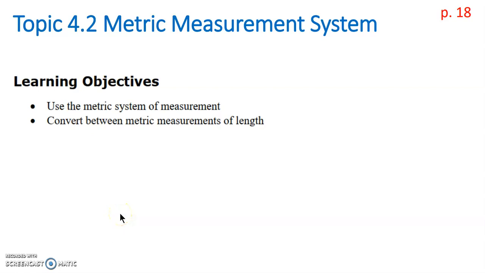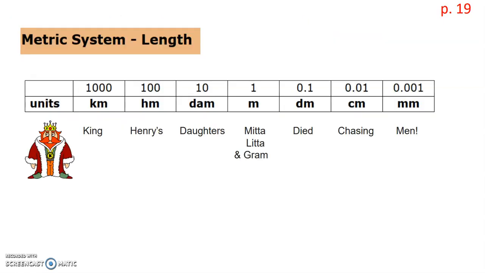In today's lesson, topic 4.2, we're going to take a look at the metric system, and we're going to convert between metric measurements of length. This is a metric line, and we're going to use it for length today, so we're going to use the units kilometers, hectometers, decameters, meters, decimeters, centimeters, and millimeters.